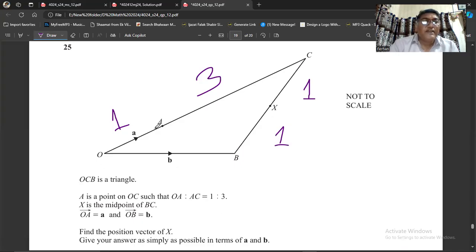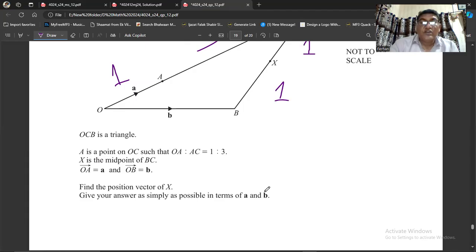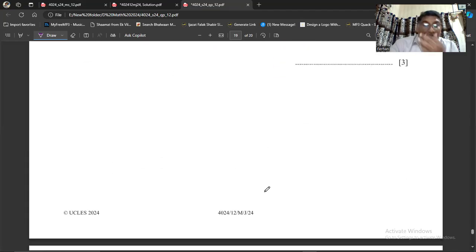From O to A is A, from O to B is B. So they want us to find the position vector of X. Give your answer as simply as possible in terms of A and B. So first of all, my strategy is to find the BC value, then I will find BX, then I will be able to find our OX. OX will be O to B, then B to X. So this is the only thing they have asked us to find.